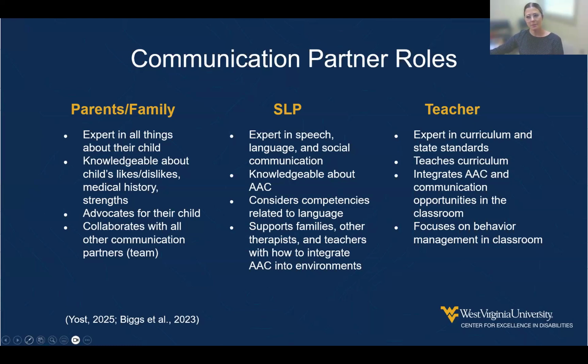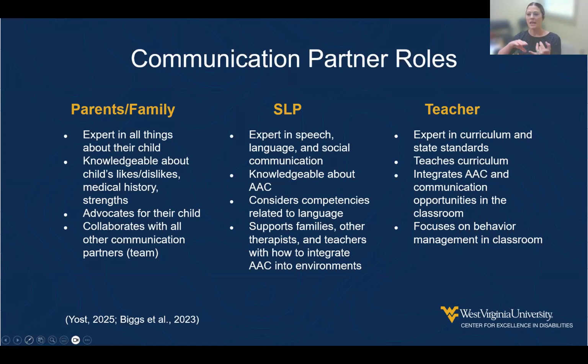So here are a couple of examples. I apologize. The next couple of slides are going to have a good bit of words on them. I don't love to put tons of words on slides, but it's information I want you to know and have. And so hopefully it'll be helpful in the future. If I share the PowerPoint, you guys can have the text to go back and review. So here are just different things to consider about the roles of communication partners.